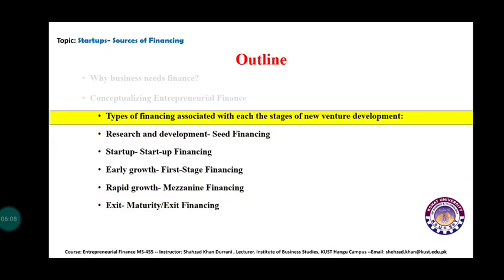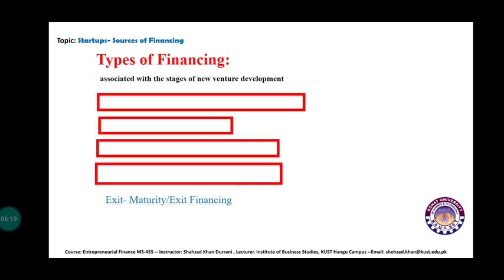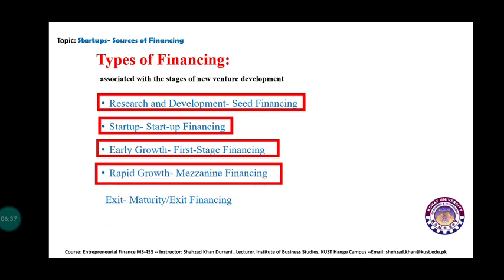Then the next topic is the types of financing associated with each of the stages of the new venture development. So we will talk about it. The types of financing associated with the stages of new venture development: research and development, the seed financing; startup financing; early growth stage, the finance required is the first stage financing; and the rapid growth, the finance required is the mezzanine financing; and at the end, the exit stage, the finance required is the maturity or the exit financing.